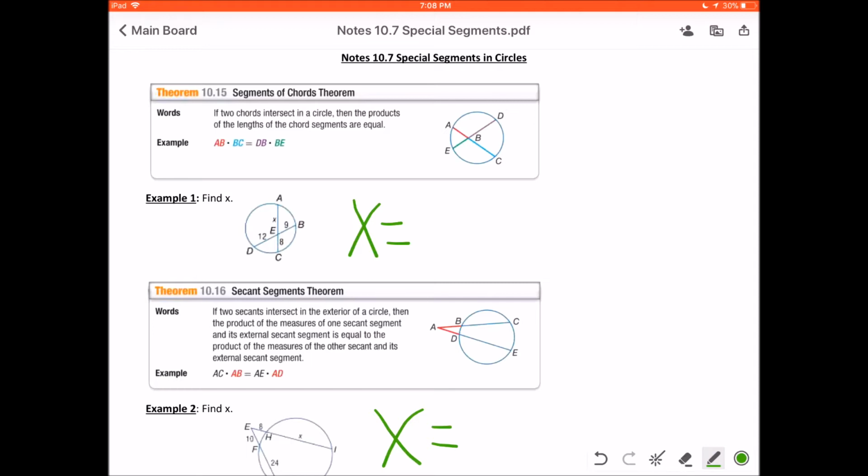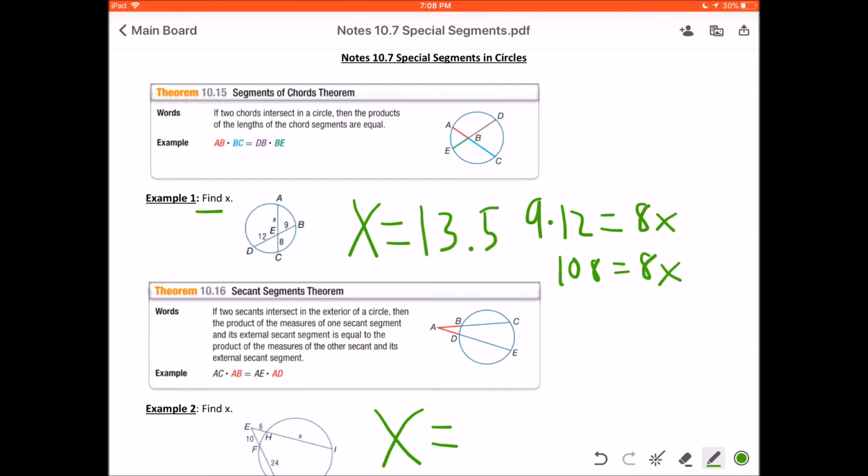And in this example, when it says to find x, what you want to do is just take these two lengths, 9 times 12, and set that equal to 8 times x. 9 times 12 is 108, so 8x equals 108, and x equals 13.5, or 27 over 2, whichever floats the boat.